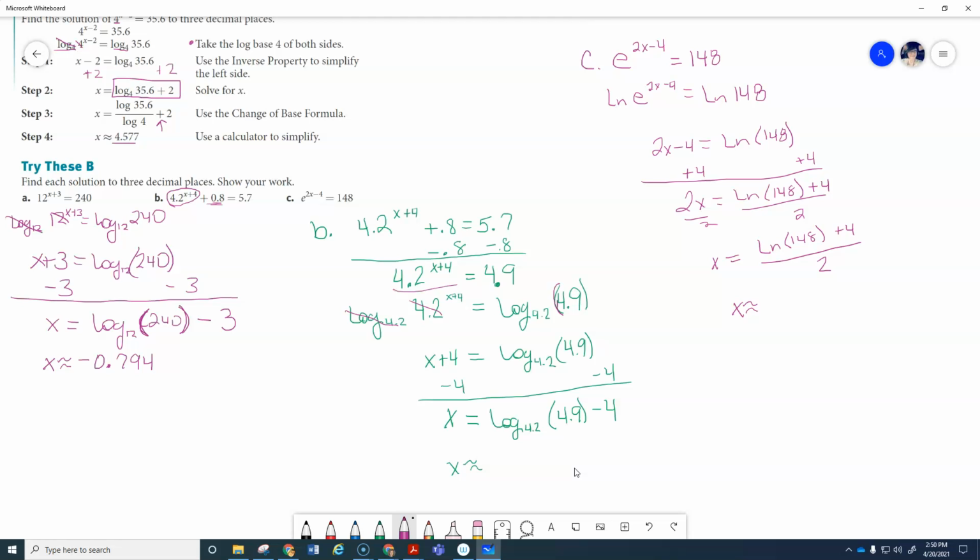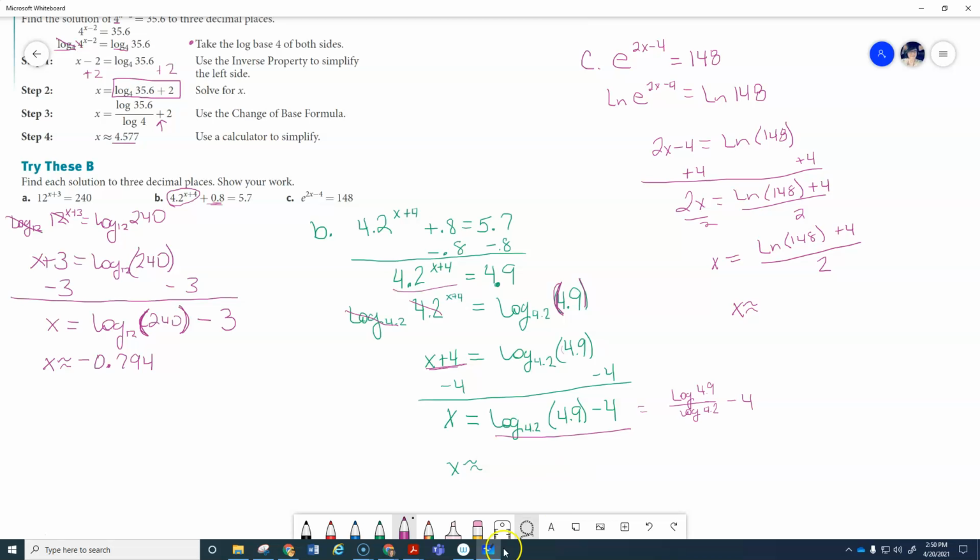Notice that I did go ahead and put the parentheses around the 4.9 because once those two simplify out and I'm left with the x plus 4, the next thing I'm going to do is subtract 4 from both sides, and I do not want you to take the 4 away from the 4.9. So this problem right here needs to be entered in the calculator. You can do it exactly the way it's written right here, or you can do the change of base, and you can do common log of 4.9 divided by the common log of 4.2, and then subtract 4 from that.